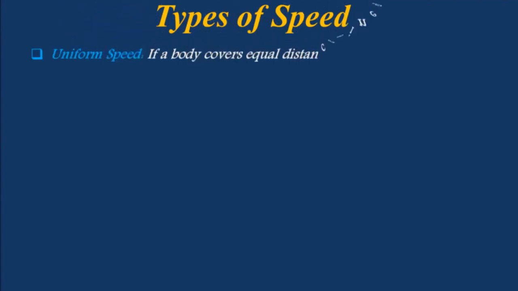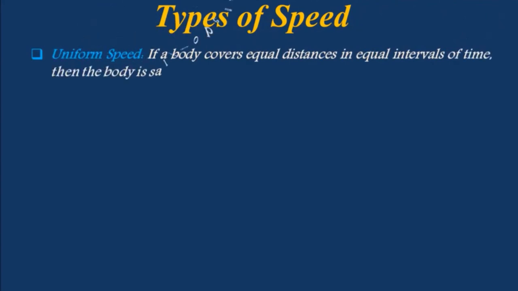Could you tell the types of speeds? How many types are there? First one is uniform speed. If a body covers equal distances in equal intervals of time, then the body is said to be moving with uniform speed.